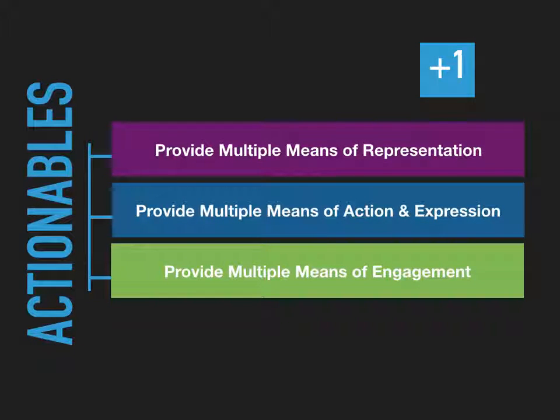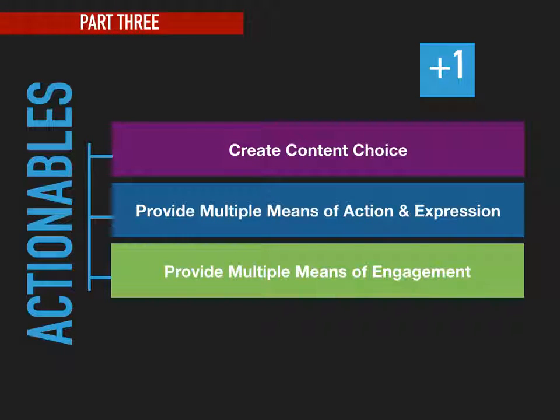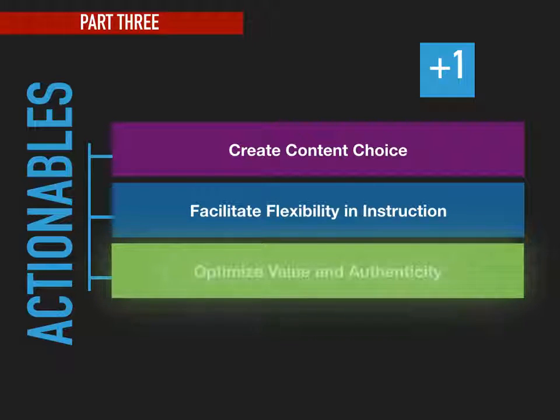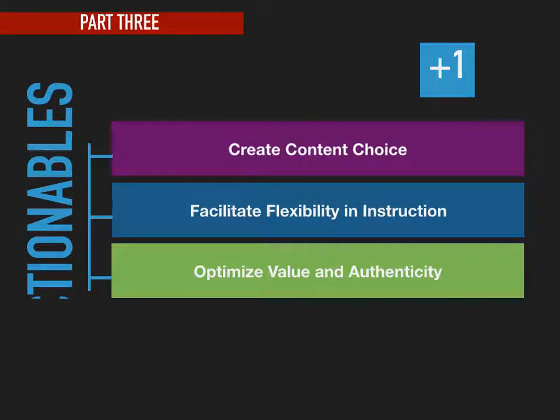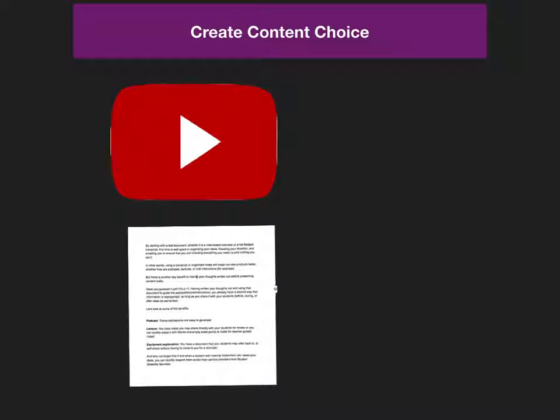Remember that there are these three principles: provide multiple means of representation, multiple means of action and expression, and multiple means of engagement. To get started, I encourage faculty to think in a +1 mentality. What's one more way that I can represent information, one more way that my students can express themselves, or one more way that I can engage them than I otherwise would have? Some examples of these might be creating content choice in how you're presenting information, facilitating flexibility in instruction, and how students respond to instruction and assessment, and optimizing value and authenticity. Let's look at each of those.